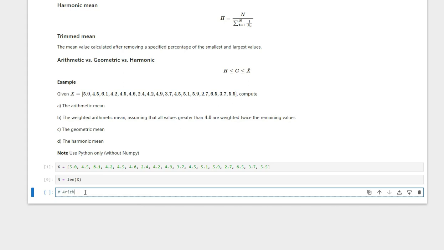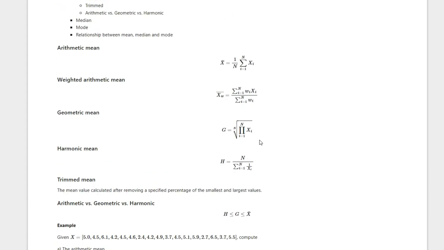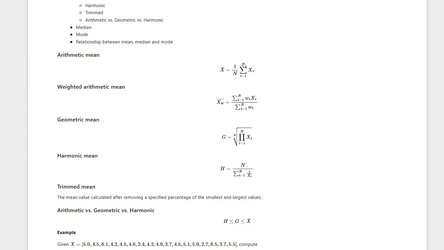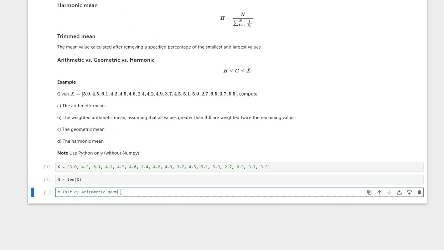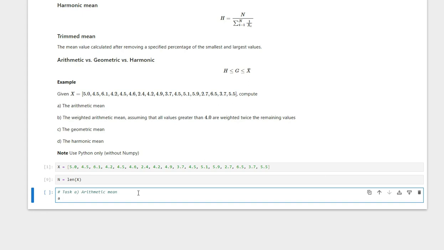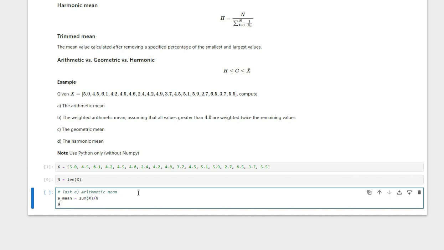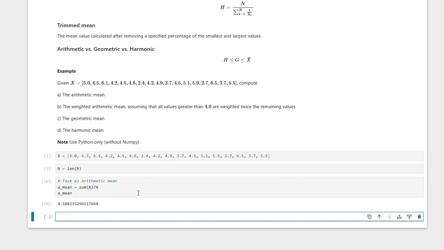Now let's calculate arithmetic mean, basically task A. So we've seen that arithmetic mean is the sum of all values divided by the total number of values. So a mean is equal to the sum of all values divided by n. And if we want to see what that value is, that is 4.59. Okay, so now moving on to task B, which is weighted arithmetic mean.